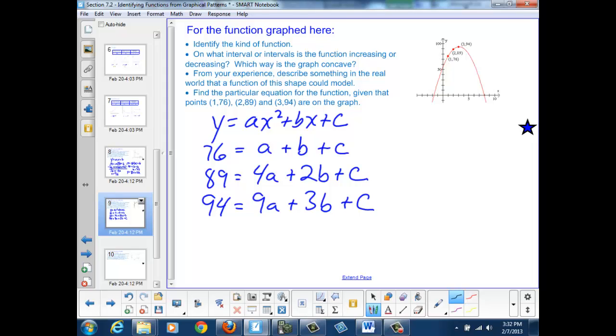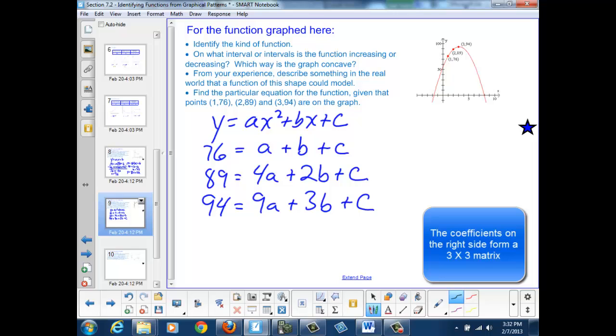If I wrote out those coefficients for each line, I could see that I've got a 3-row by 3-column matrix, where my first row would be 1, 1, 1, and my second row would be the coefficients 4, 2, 1, and my third row would be the coefficients 9, 3, 1, forming a 3 by 3 matrix.